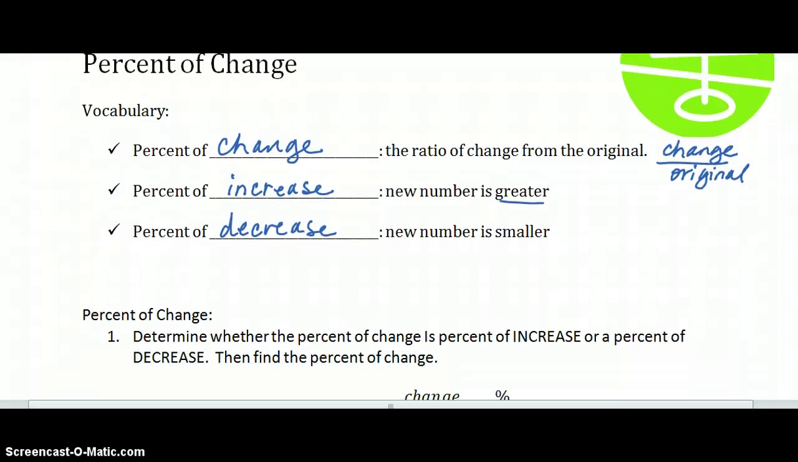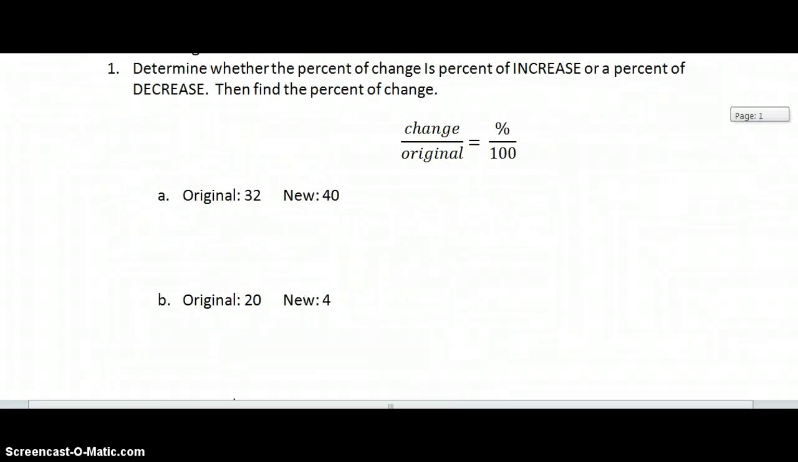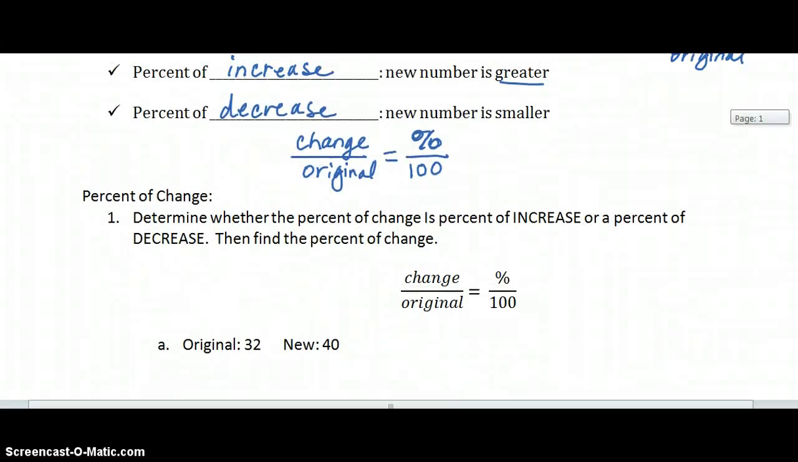So let's look at this as a proportion. If we're going to compare how much something changed, we're going to compare change to the original number, then the percent is going to be compared to 100%, because the original is 100% of itself, and we want to know what percent the change was of 100. Now, this is a little bit different than is over of. We're not comparing new to the original. We're comparing change to the original.